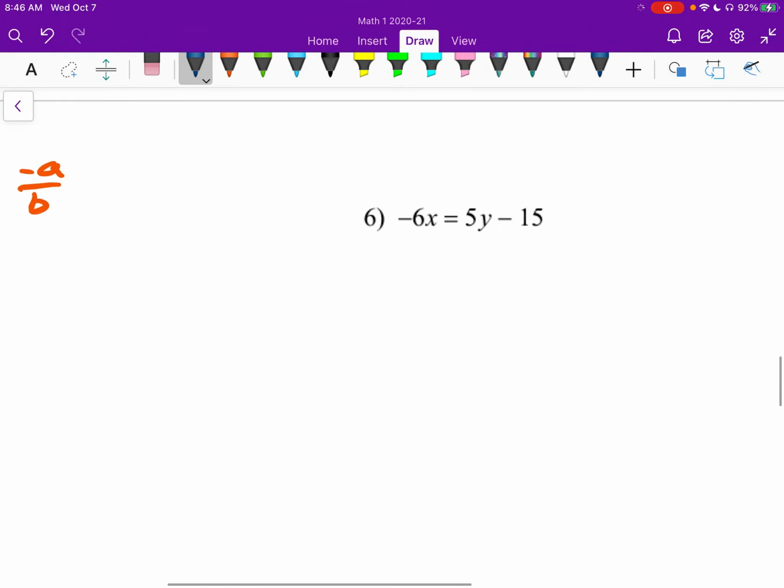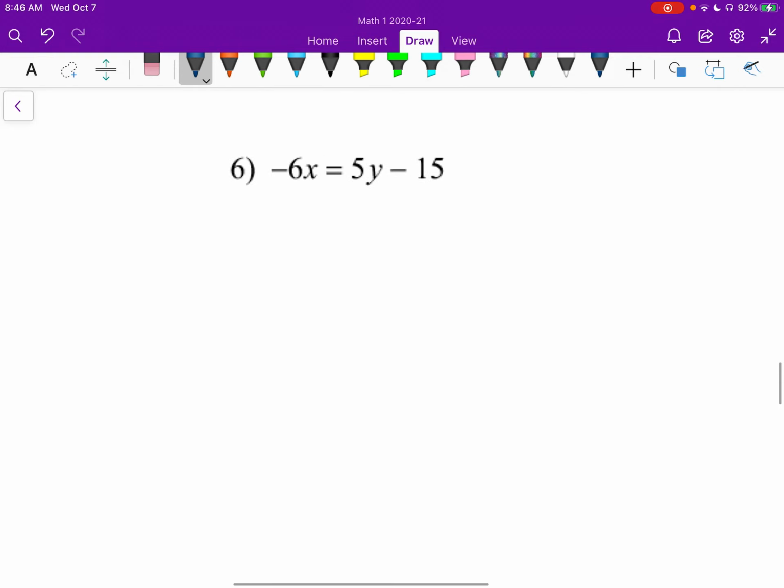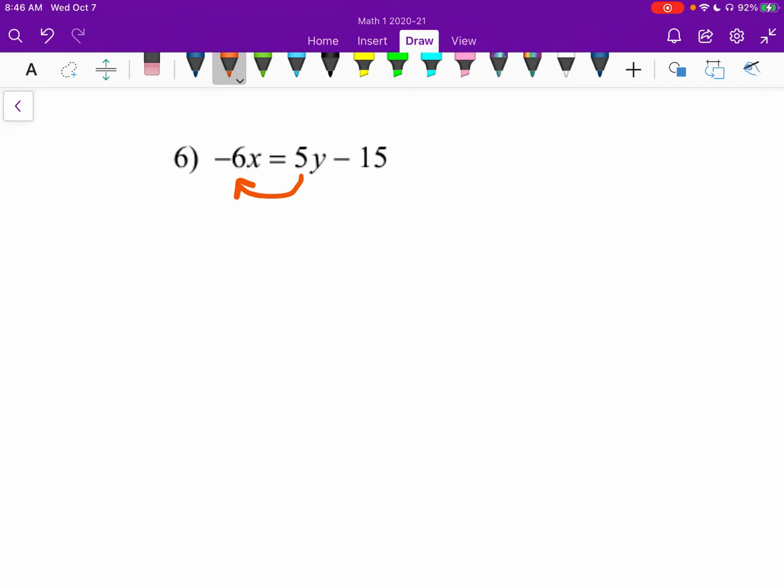All right, number 6. Well, number 6 doesn't look like it's in any special form, right? Our x and our y aren't on the same side. We don't have a y equals, so we're going to have to rearrange this. We could rearrange it to be in slope-intercept form, or we could do it in general form. It doesn't really matter which one we do. You just have to pick one. The one that I think will be easier for this one will be just to put it in general form, because for general form we just have to get this over here, and then we'd be done.